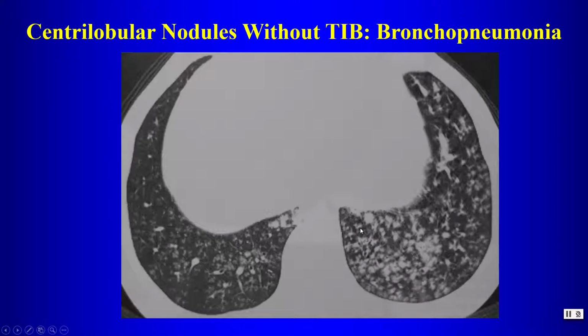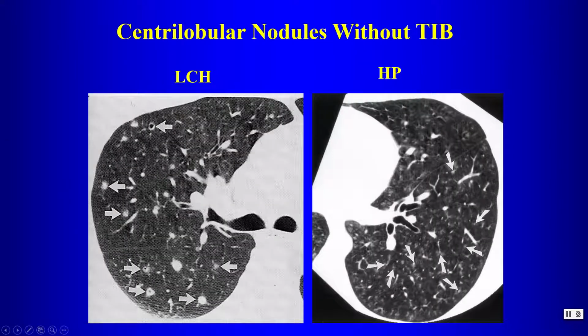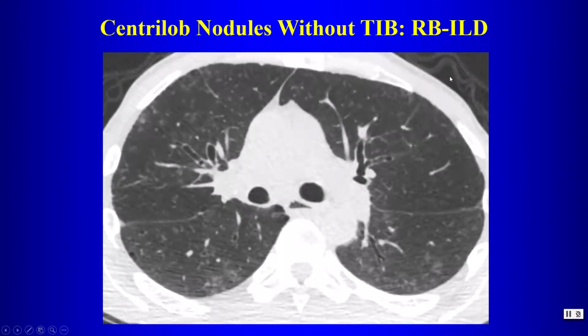So this is somebody with bronchopneumonia who has these centrilobular nodules here without tree-in-bud opacities. This is somebody with LCH who has centrilobular nodules. You can see some of these are cavitary. This is somebody with some fluffy kind of ground glass attenuation centrilobular nodules. This is associated here. In this case, this is from hypersensitivity pneumonitis.